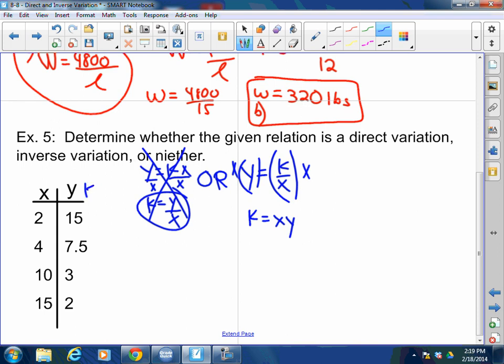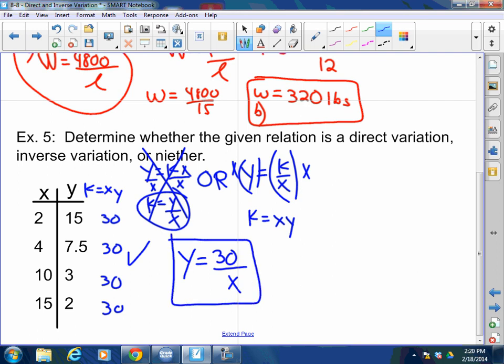Let's see if it is inverse, though. In this case, we're looking for k, which is x times y. We want that constant for everything. 2 times 15 is 30. 7.5 times 4 is 30. 3 times 10 is 30. So yes, it is an inverse. What is my formula? Y equals k over x. Does that make sense, my friends?